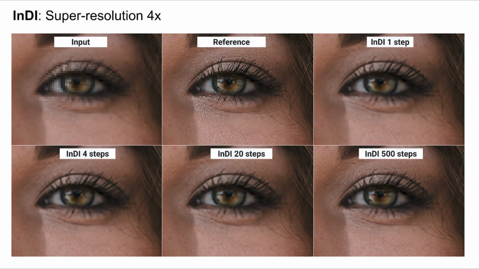Let's see a real example in image super resolution, 4x super resolution. Here you can see the difference that you get when applying InDI with different number of reconstruction steps. If we do one step, we go back to the original regression estimation, which is blurry. As we use more steps in InDI's reconstruction, we get images with much more detail.